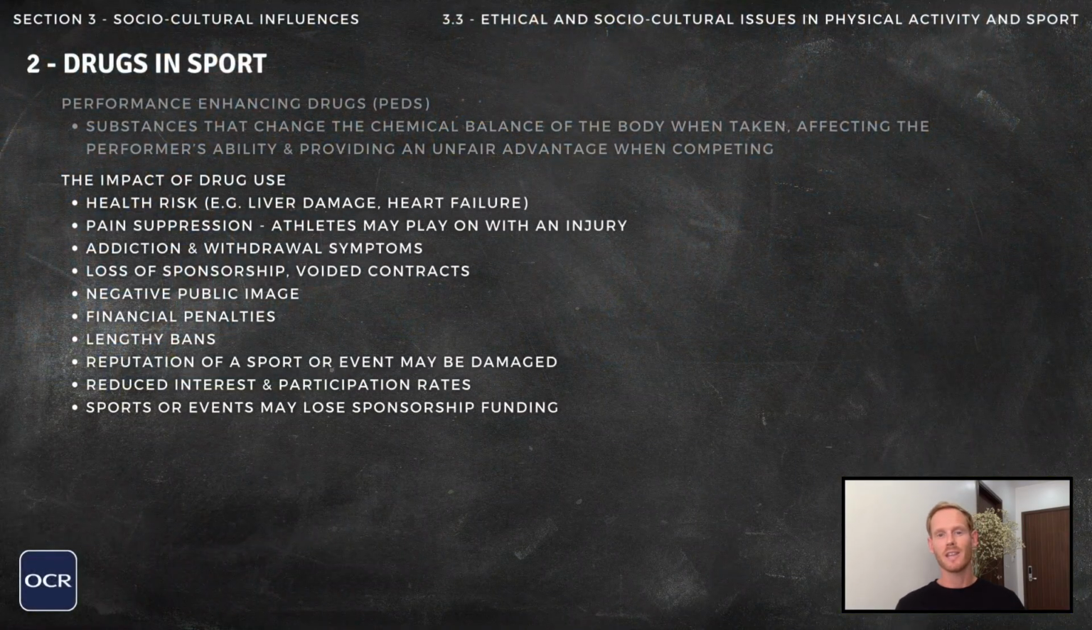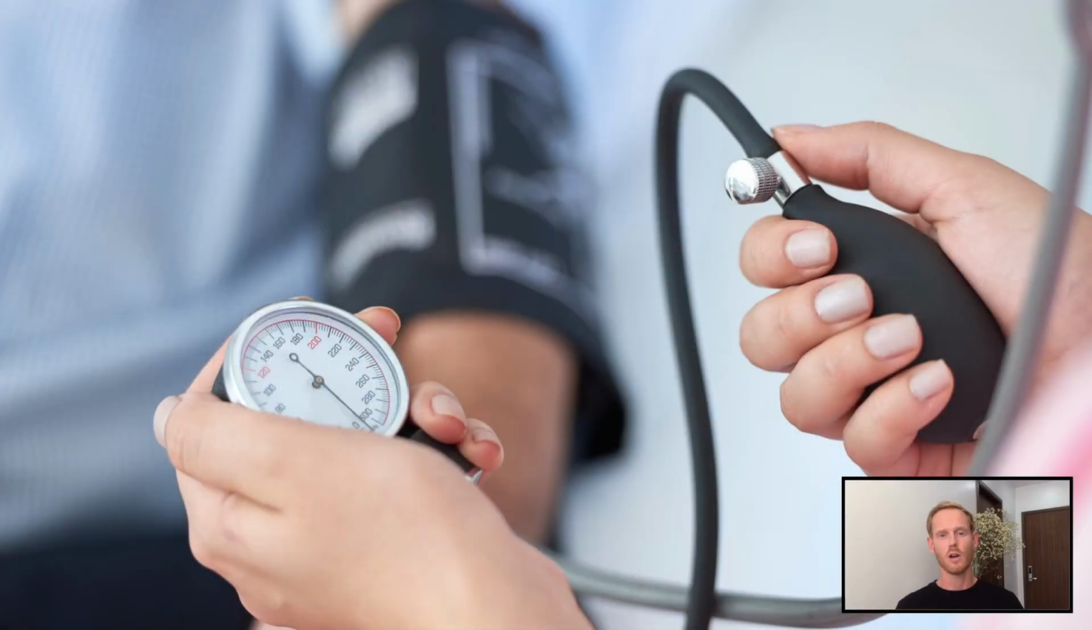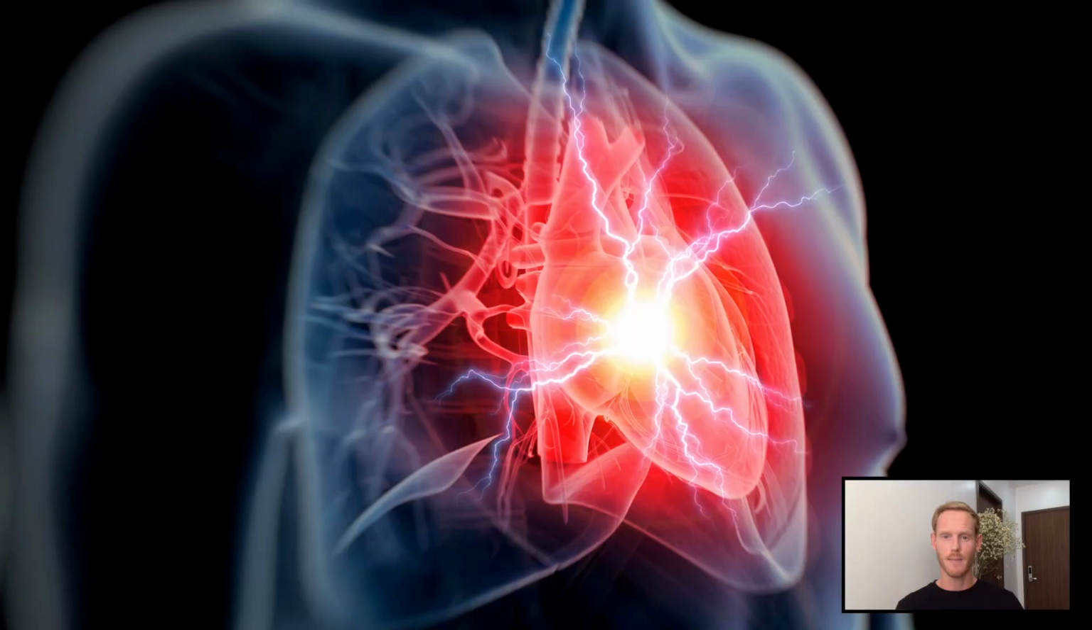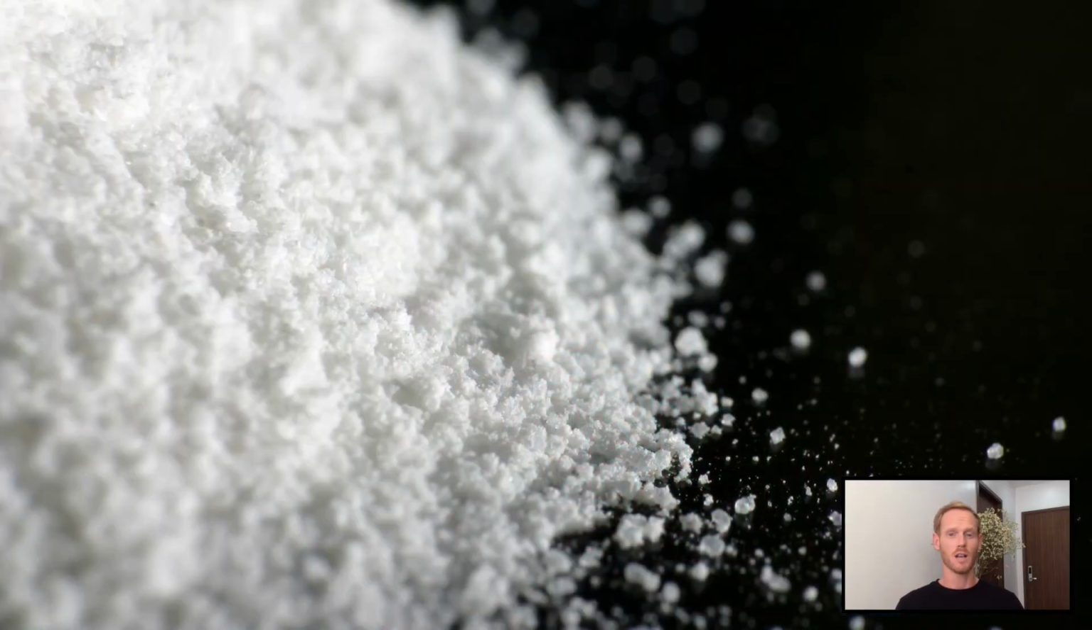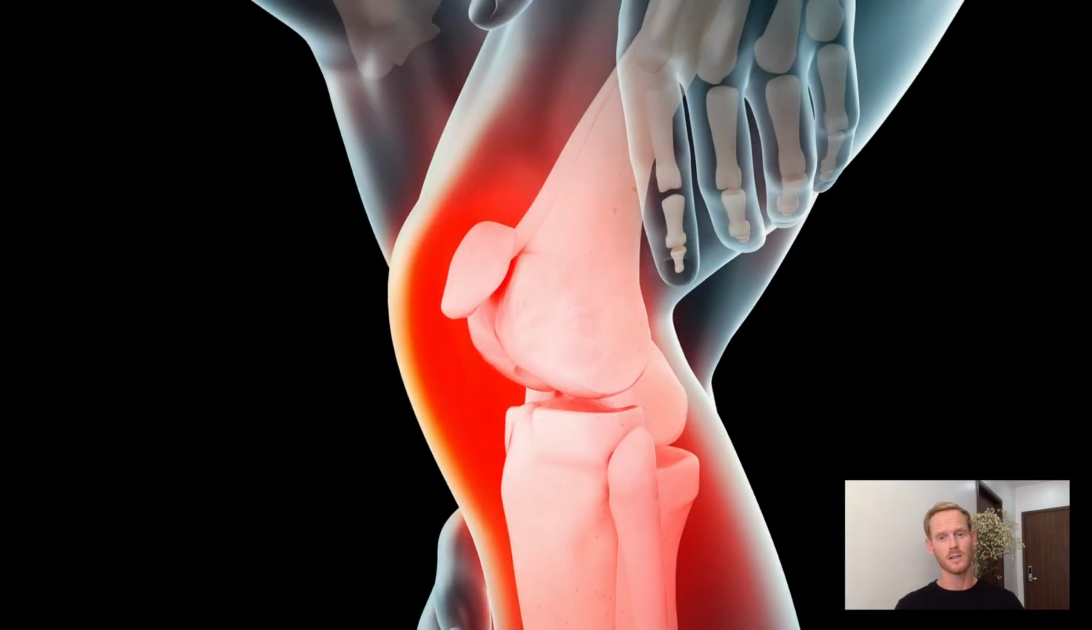Next, you need to know about the impact of drug use in sport from the perspective of the performers and the sport itself. Perhaps the most obvious downside is the risk to the health of the user. Performance-enhancing drugs often come with serious side effects, including high blood pressure, liver damage, hormonal imbalances, and heart failure. Drugs that mask pain, like stimulants, may cause athletes to play on with an injury, which could make the problem worse or even cause permanent damage.